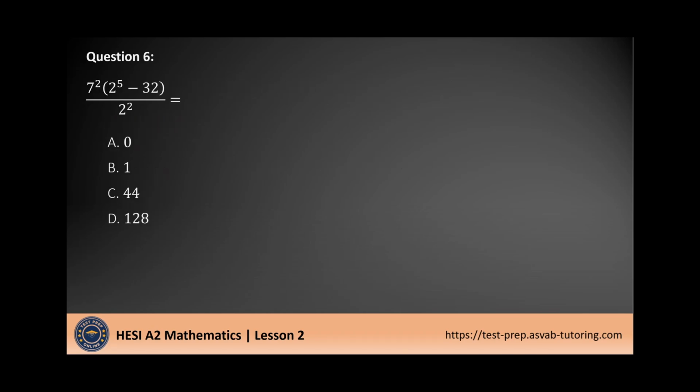Now we have 7 squared times 2 to the 5th minus 32 over 2 squared. So remember PEMDAS, we're always going to start by evaluating inside the parentheses first, which is going to be inside right here. Right? And then once we're looking inside of our parentheses, what's next is going to be that exponent, this guy right here.